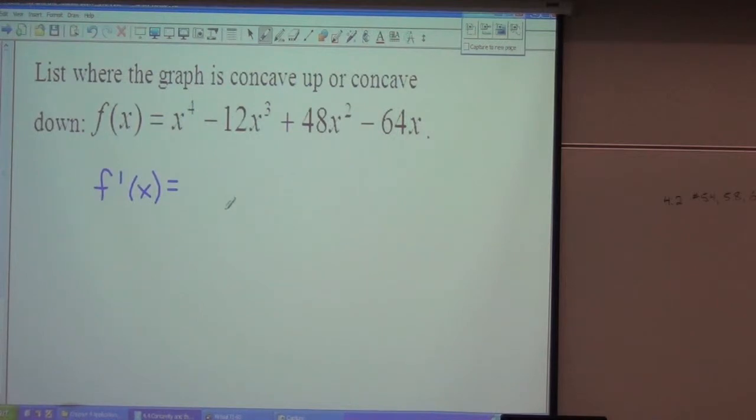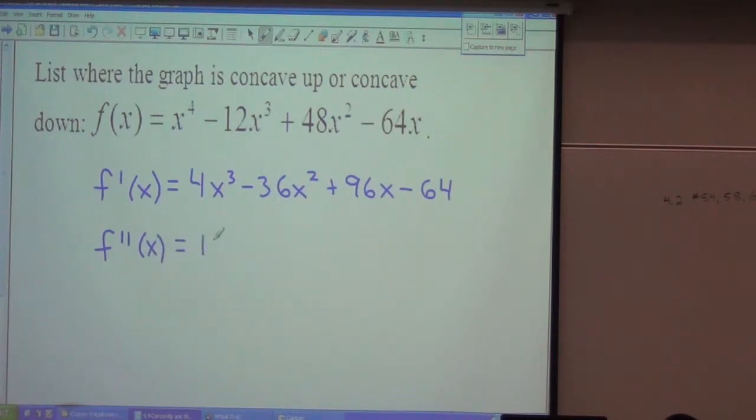Oh, MATLAB. So Terry, what's the first derivative? First derivative, say 4x cubed minus 36x squared plus 96x minus 2. So if we follow that, then the second derivative would be 12x squared minus 72x plus 96.